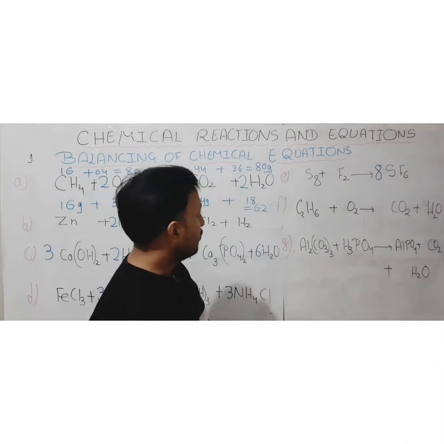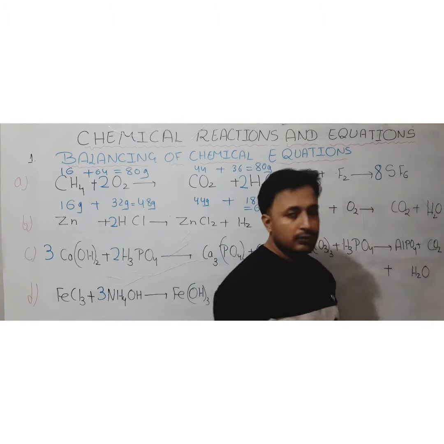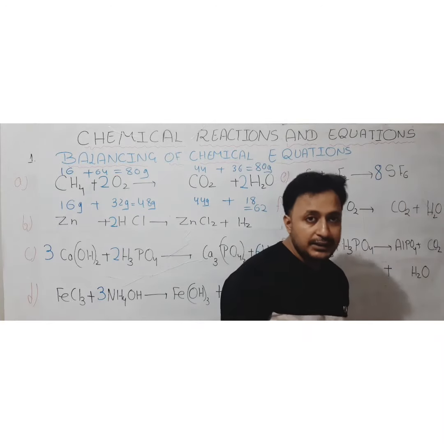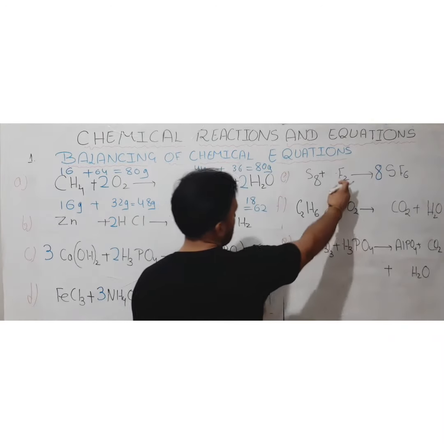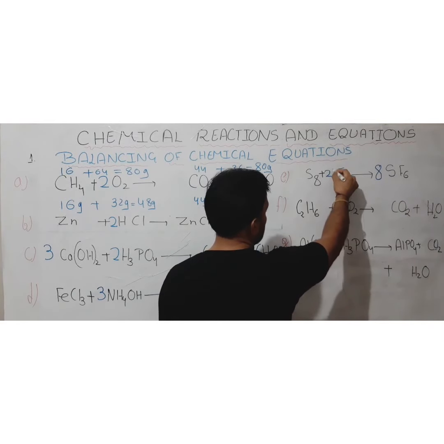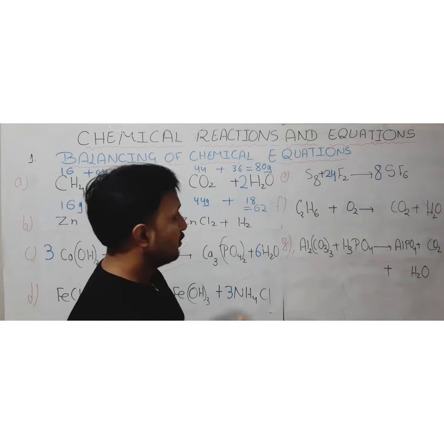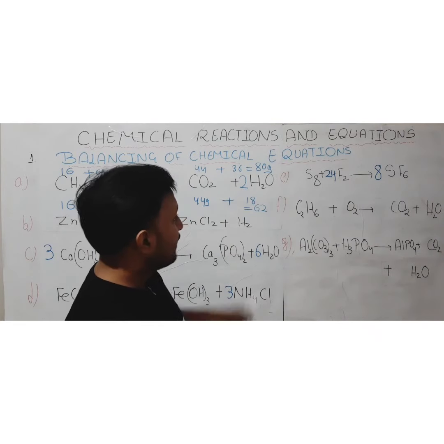Okay, so now when you are putting coefficient 8 here, it will be the multiple of fluorine also, so it becomes 48. 8 into 6 is 48. So we have to put one coefficient here also to balance the fluorine. So it's very easy, you have to put 24 here, 24 multiplied by 2 means 48. So that is how this is a very easy equation. Let's move to the other equation.